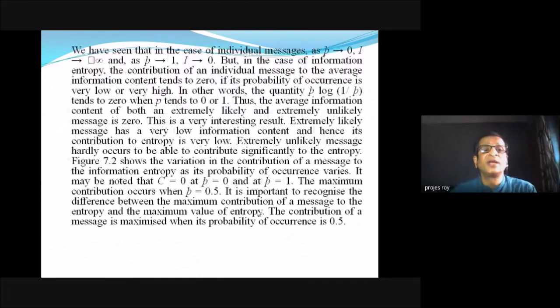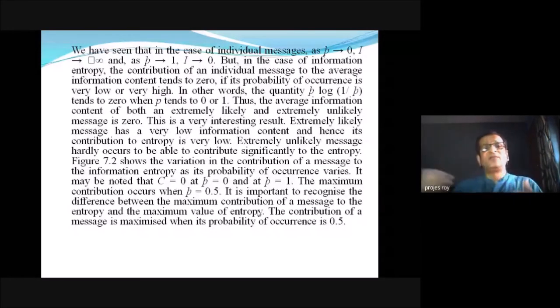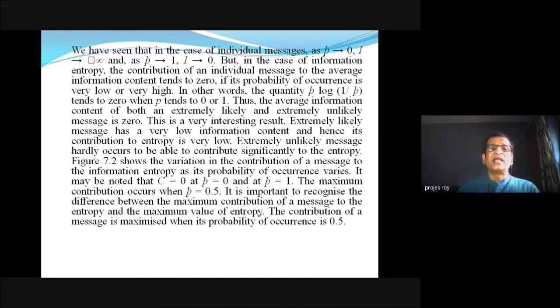Here we can also see that in the case of an individual message, when P is equal to 0, I tends to infinity, and when P is equal to 1, I is equal to 0. But in the case of information entropy, the contribution of an individual message to the average information content tends to 0 if its probability of occurrence is very low or very high. In other words, the quantity P log(1/P) tends to 0 when P tends to 0 or 1. Thus, the average information content of both the extremely likely and the extremely unlikely message is 0. This is a very interesting result. The extremely likely message has a very low information content, hence its contribution to entropy is very low. An unlikely message hardly occurs, so it cannot contribute significantly to the entropy.